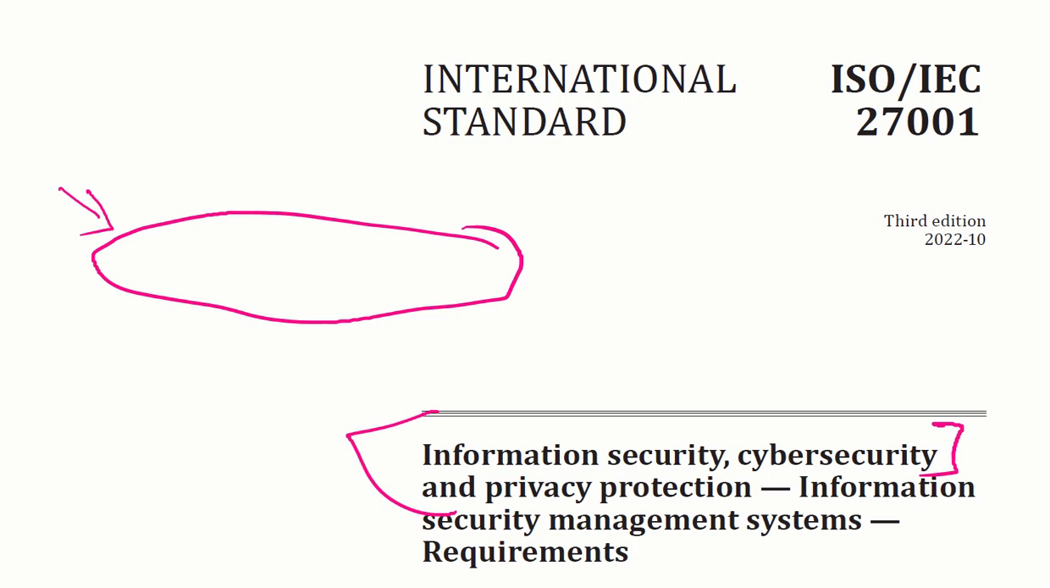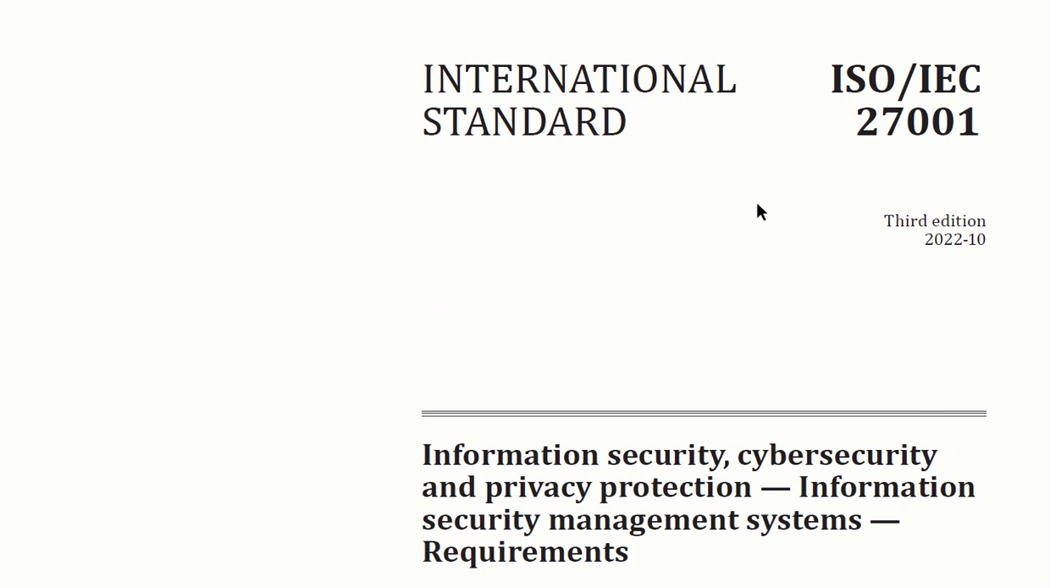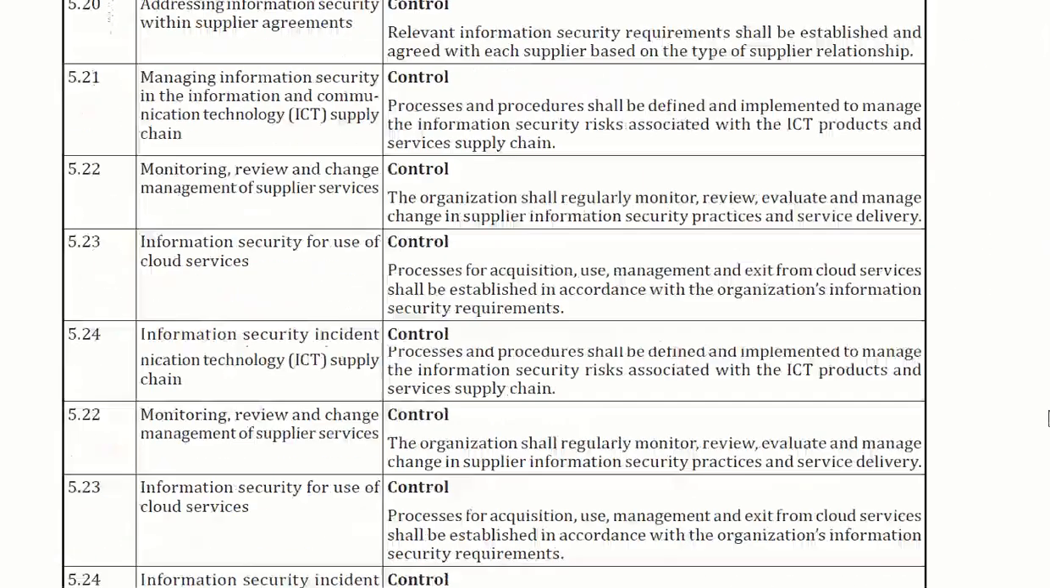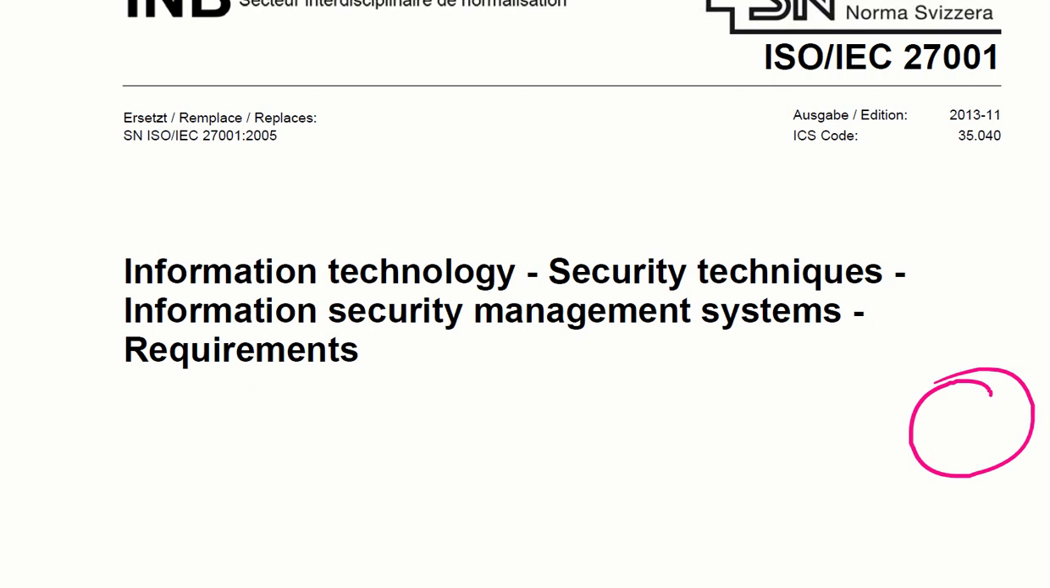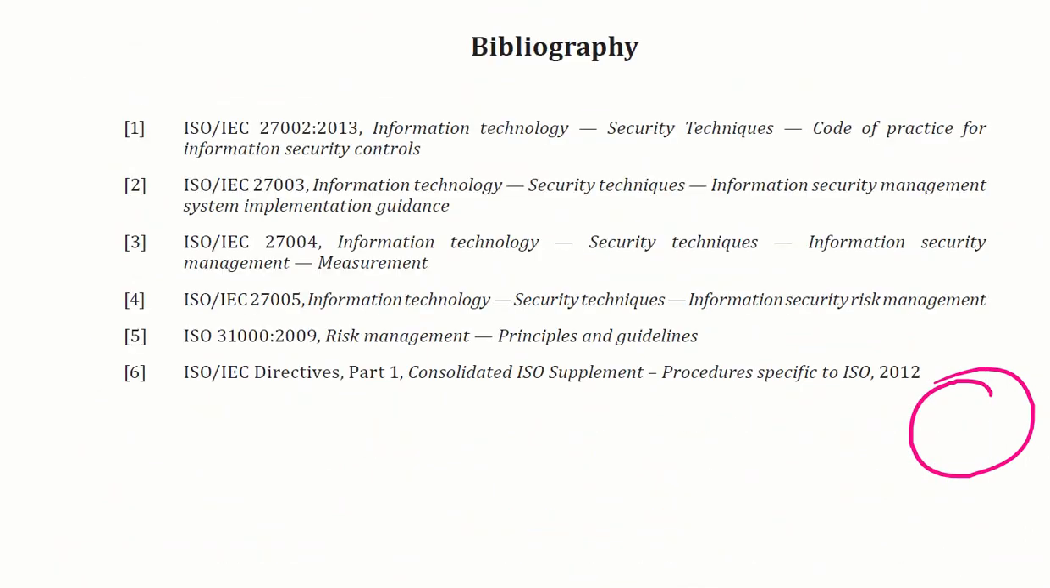Another minor change is the number of pages. In the older standard, the number of pages was 23. This is the new standard, and in this new standard the total number of pages is 19. In the older standard it was 23. So this is the second change that has been done.